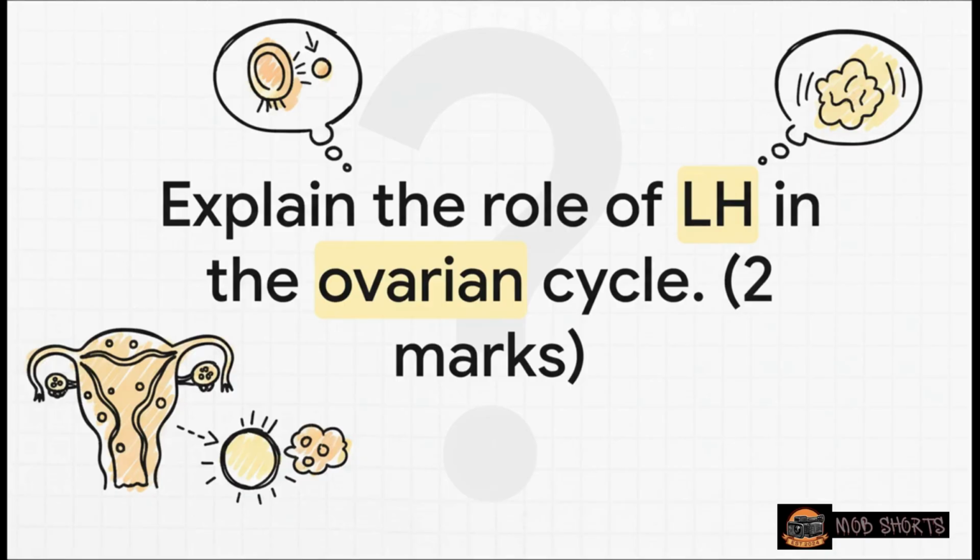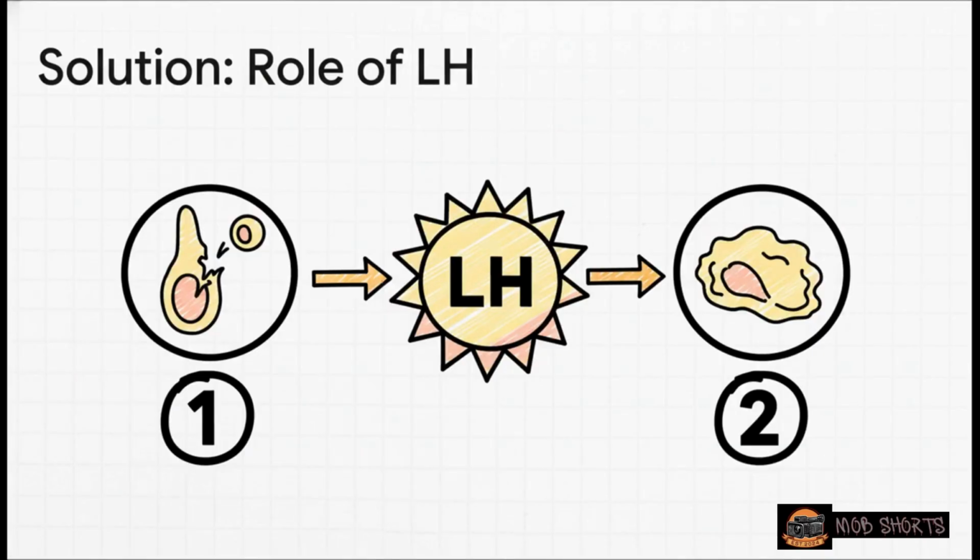Right, here's your first question. I want you to pause this explainer for a moment and actually try to answer it. What are the 2 main jobs of LH? Go for it. How did you do? I hope you got it. So for 2 marks, the examiner needs to see 2 distinct functions. You have to say that LH triggers ovulation, and you have to say it stimulates the formation of the corpus luteum. You need both for the full 2 marks.